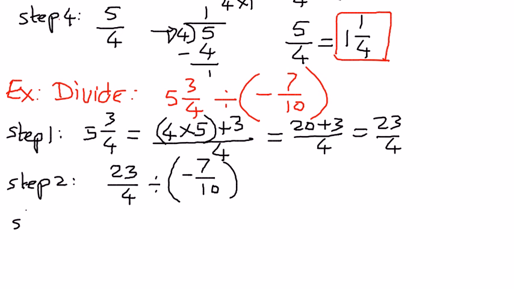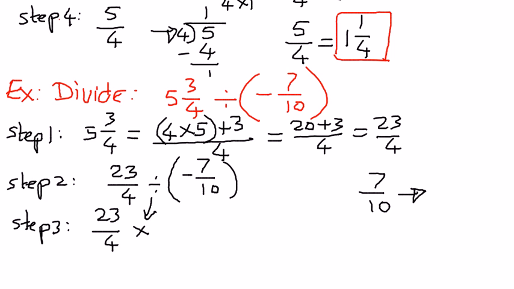Now we will simplify the process. In this third step, we're going to write the first fraction as is, 23 divided by 4. We're going to convert the division into multiplication, and we're going to write negative 7 over 10 as its reciprocal. The reciprocal of 7 over 10 is going to be equal to 10 over 7. The denominator becomes the numerator, and the numerator becomes the denominator when we express the numbers as its reciprocal. So therefore, we have negative 10 over 7, like that.